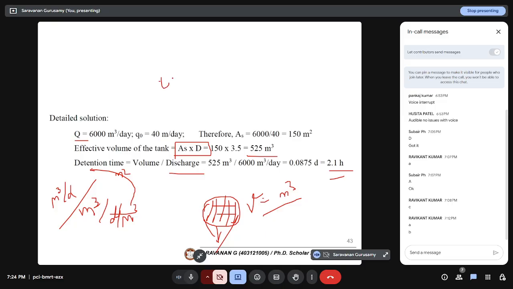This is T equal to V by Q. Again, please play with the units. You will get the answer. You got it? Or else, directly, instead of D, you are multiplying here and dividing here, so directly if you divide, you will get the detention time.